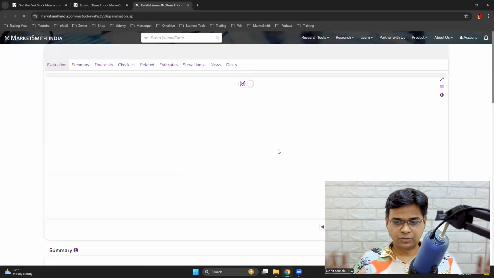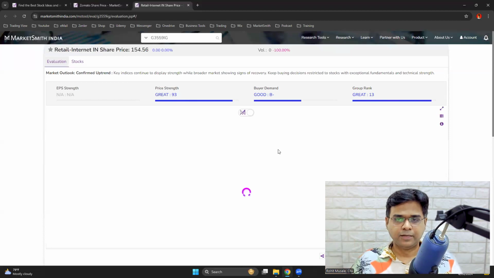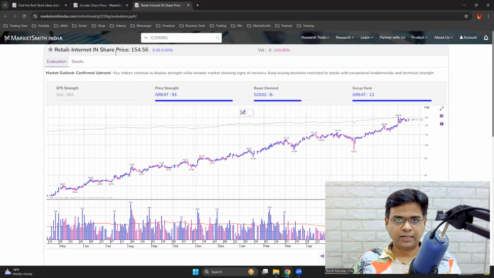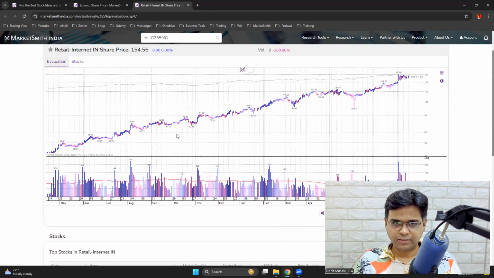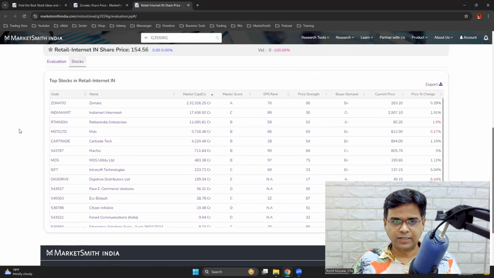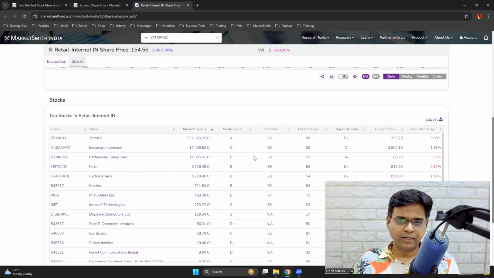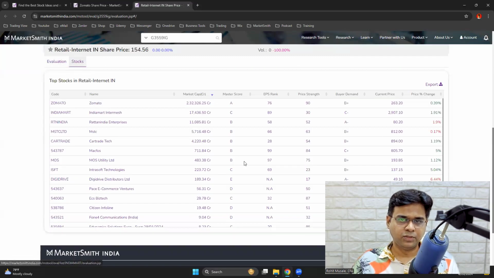So Zomato is a stock which comes in the top industry. So you look at here, this is retail internet, this is the industry. Okay. This is the chart of the industry. These are stocks within the industry. As you can see, the majority of the share of the industry is with Zomato. Okay. All other companies have a very small market cap. If you add up the market cap of all other companies in the industry, okay, it would not even come close to the market cap of Zomato. So the entire performance of the industry is driven by one stock, which is Zomato.